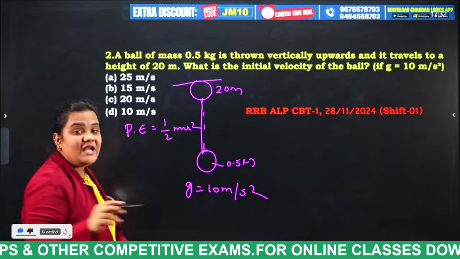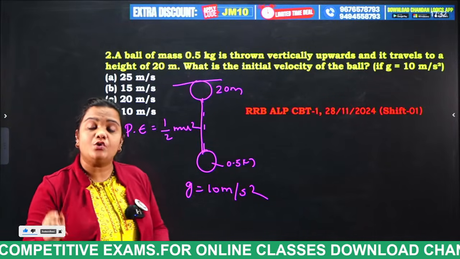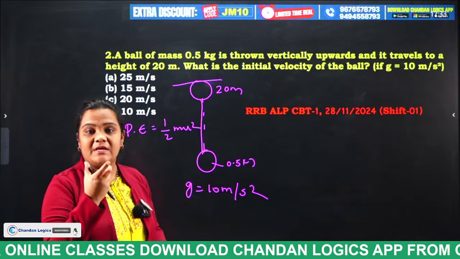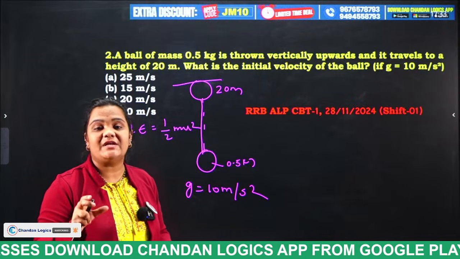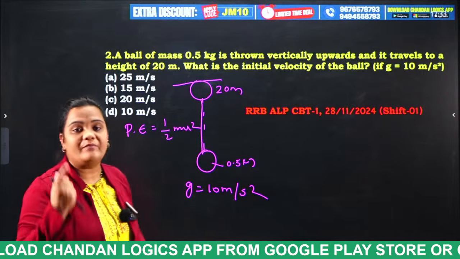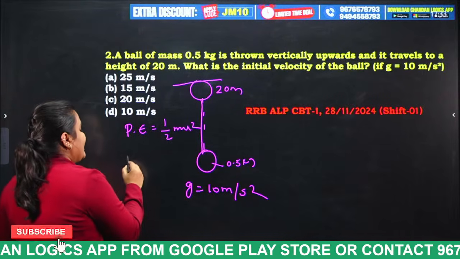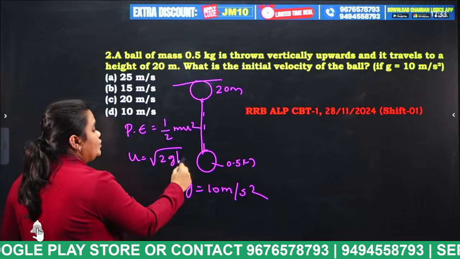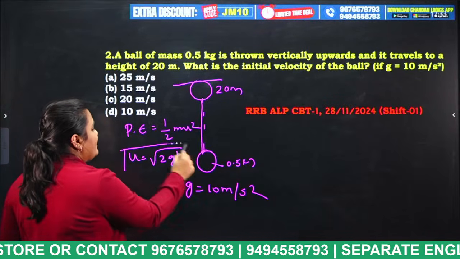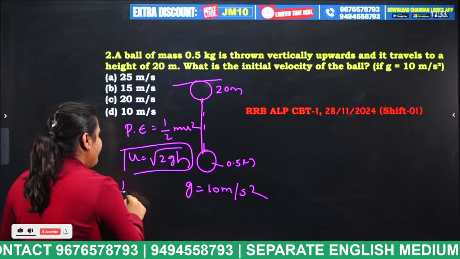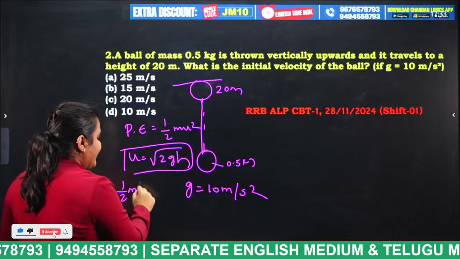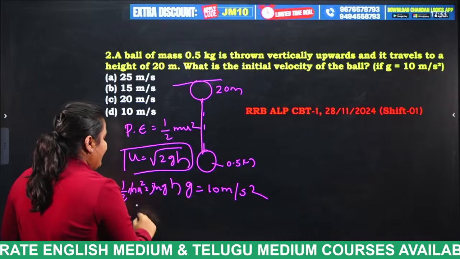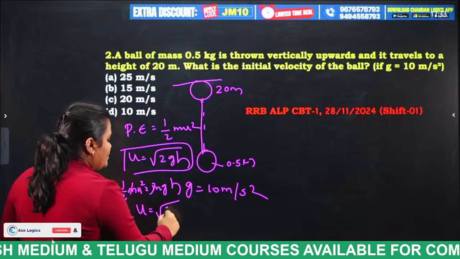Initially we do not know the initial velocity. They are asking you to find at what initial velocity the ball has been thrown upwards. So by this we can get u equal to the square root of 2gh. How did we get this formula, students? We all know half mv squared is the kinetic energy and mgh is the potential energy. By equating them you will get u equal to the square root of 2gh.